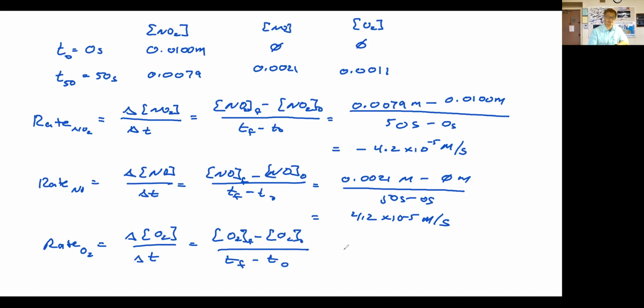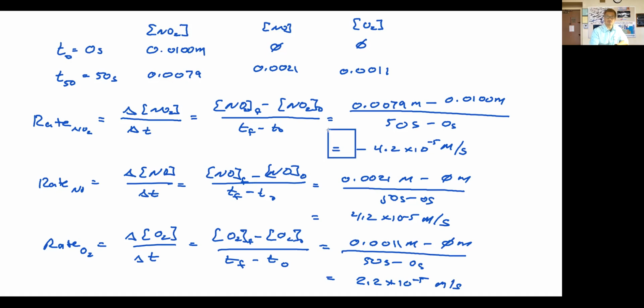So with that said, I have 0.0011 minus 0, all over 50 seconds minus 0 seconds. And I get a rate here of 2.2 times 10 to the minus 5 molar per second. So these are the rates here.